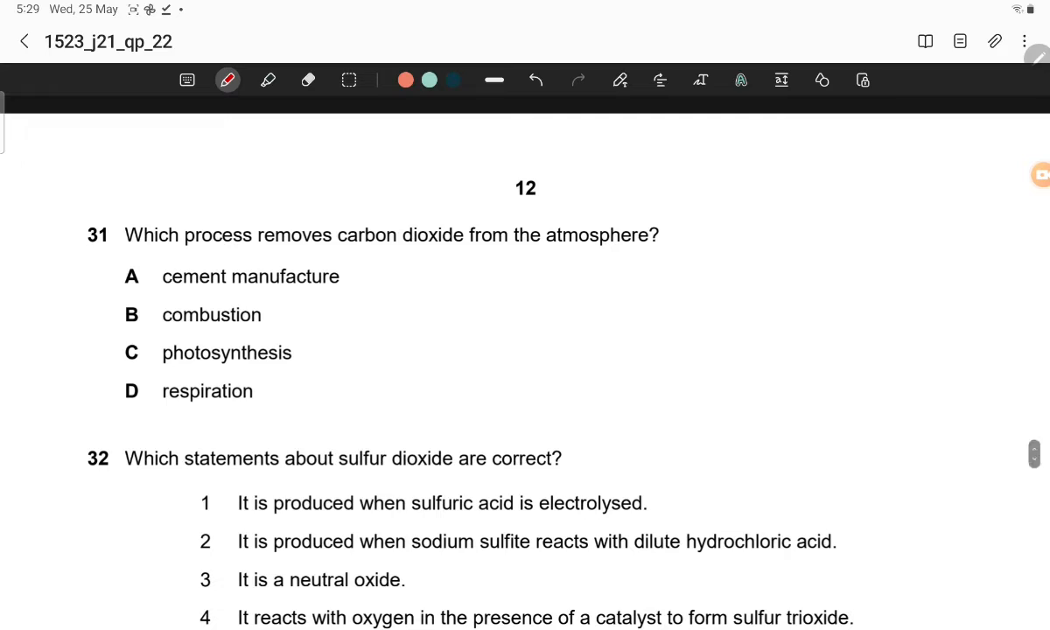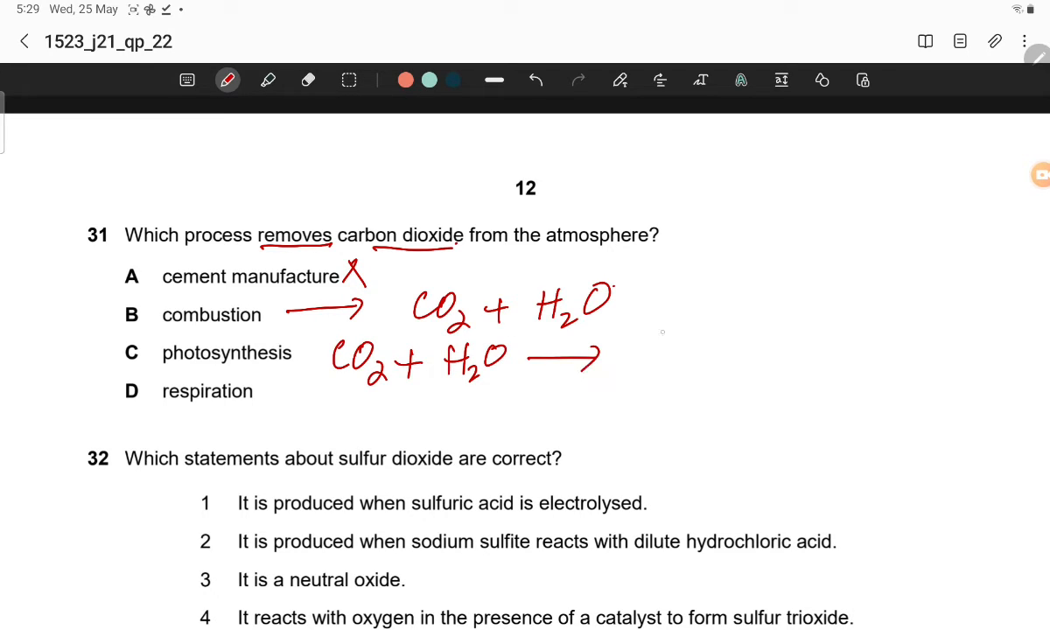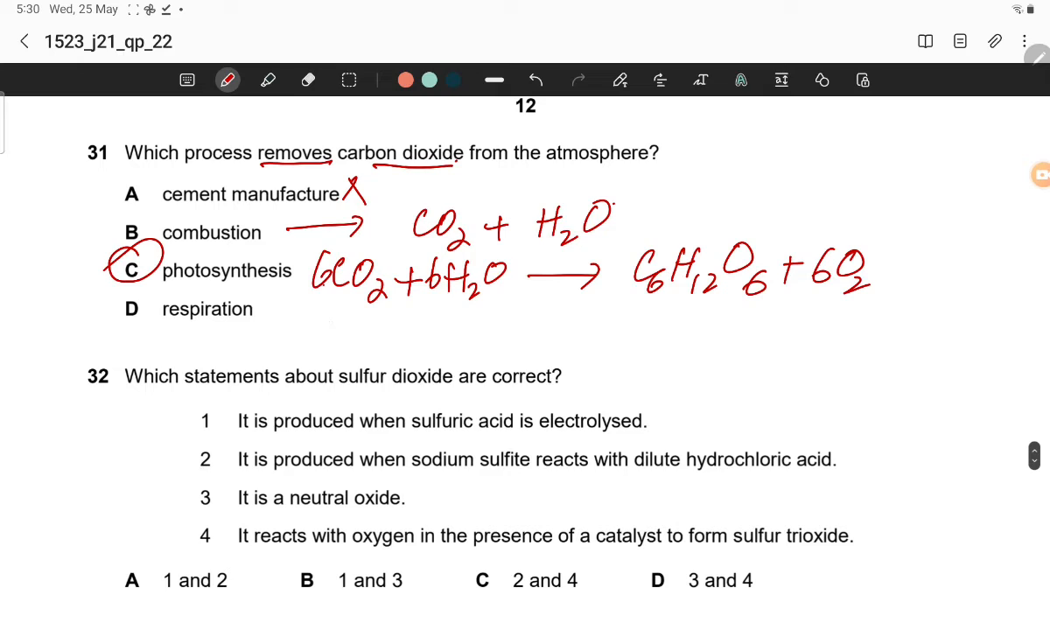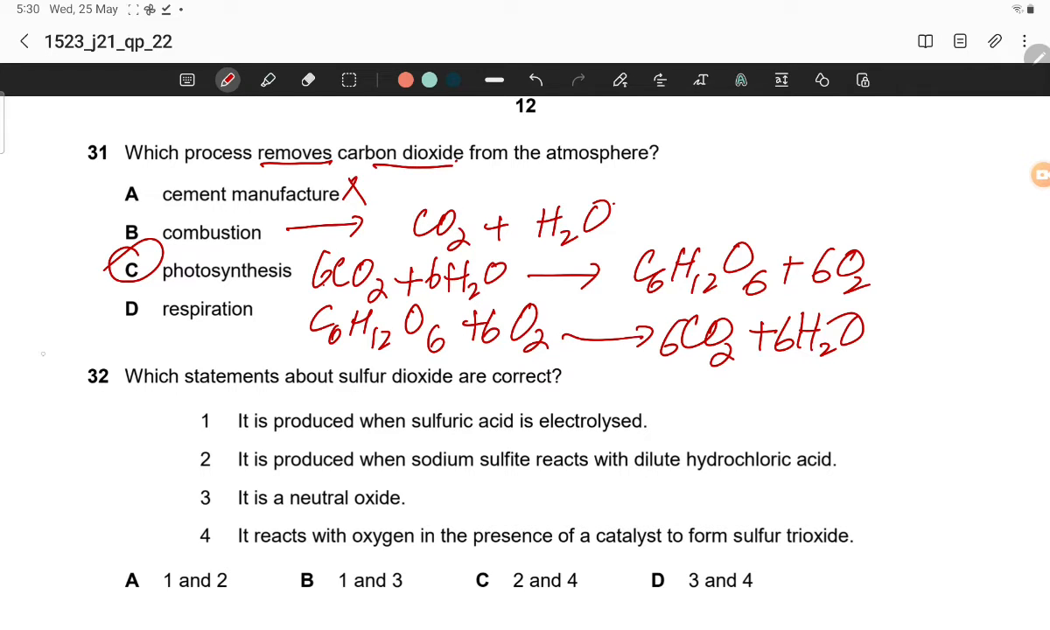Which process removes carbon dioxide from the atmosphere? Cement manufacture removes carbon dioxide. This is not correct. Combustion produces carbon dioxide and water. Most of the time carbon dioxide and water, but sometimes carbon dioxide only. Photosynthesis, yes, it removes carbon dioxide. This is the photosynthesis process: C6H12O6 plus 6O2, this must be correct. Respiration uses oxygen, this is respiration, plus oxygen to form carbon dioxide plus water. So this is not correct.